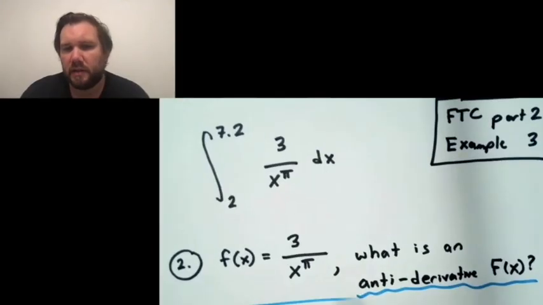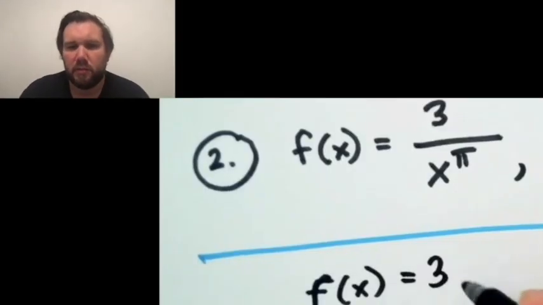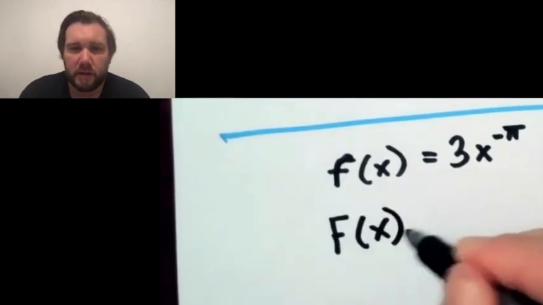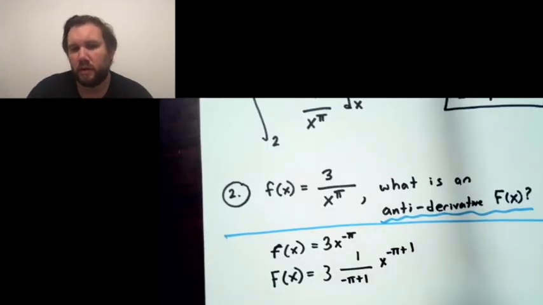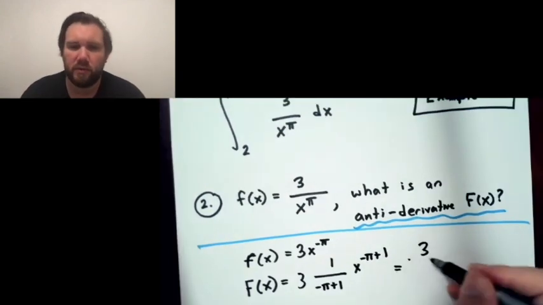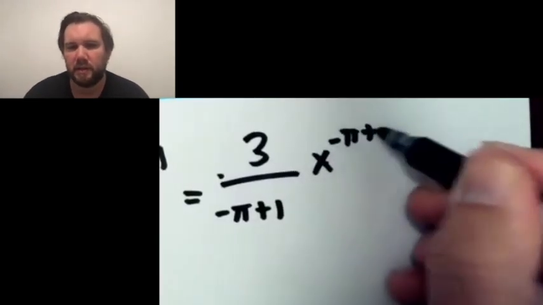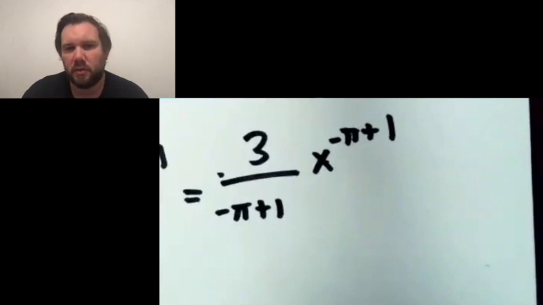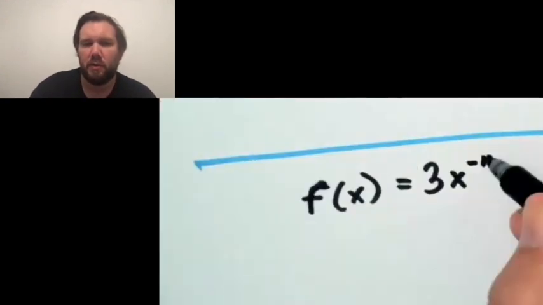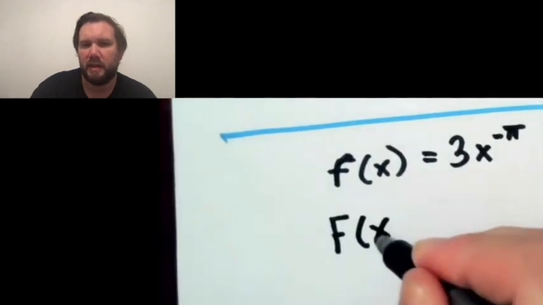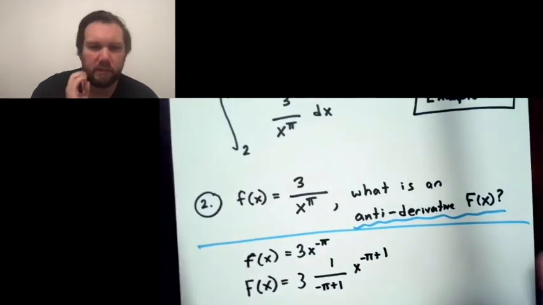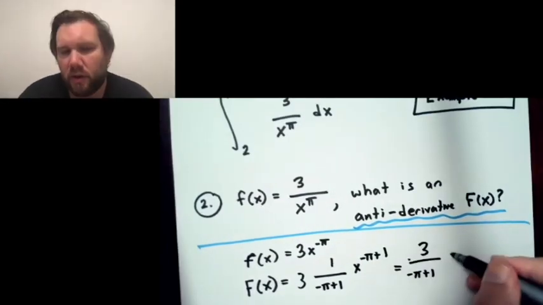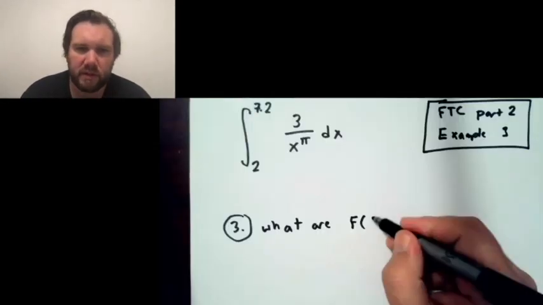So now let's find an antiderivative for 3 over x to the pi. It's important to rewrite this as f of x equals 3 times x to the negative pi. Then we can just apply the power rule, where we add 1 and bring it down. So 3 times 1 over negative pi plus 1 times x to the negative pi plus 1. And that just becomes 3 over negative pi plus 1 times x to the negative pi plus 1. All we're doing here is rewriting algebraically, and then applying the basic power rule for antiderivatives. And then we're using algebra one more time to clean up this 3 times 1 over negative pi plus 1. That gives us our final antiderivative.